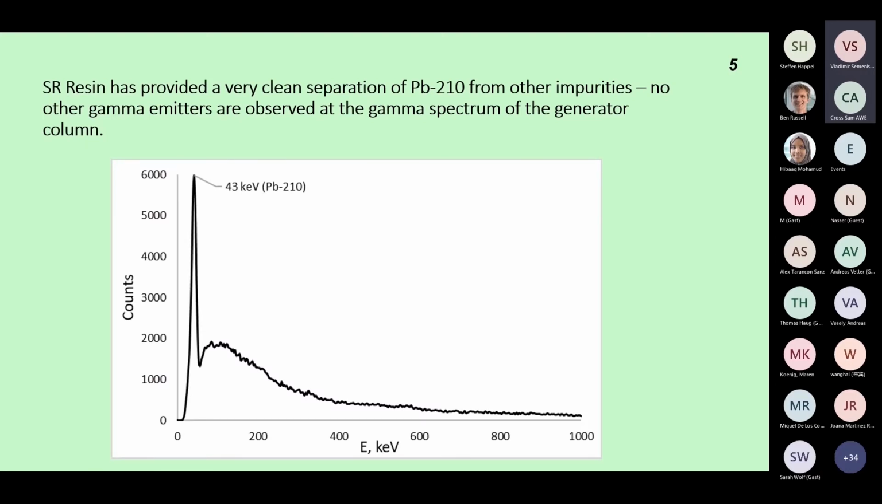Here you can see the gamma spectrum of the strontium resin column with lead-210. Despite the very complex chemical composition and very complex radionuclide composition of the concentrate, you can see that only lead-210 is present in the gamma spectrum. Okay, the next slide.